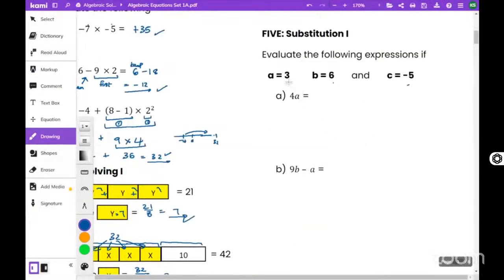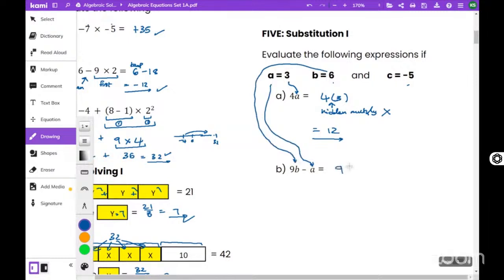Okay, so here I got a equals 3. What I'm going to do is take the a and substitute it with 3. So I use a bracket. And I know in myself that there is a hidden multiplication in here. Because it's a hidden multiplication, 4 times 3 is 12. Done. The next one, I need a, but I also need b.